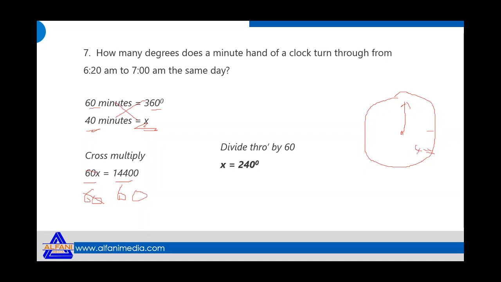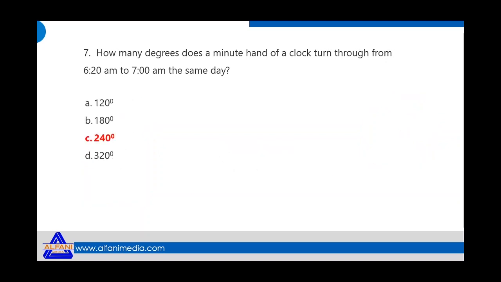So 20 will be 4 here, so it will run back here, and it will take about 240 degrees for it to get here. All right, so that is what it means. So the answer is 240 degrees.